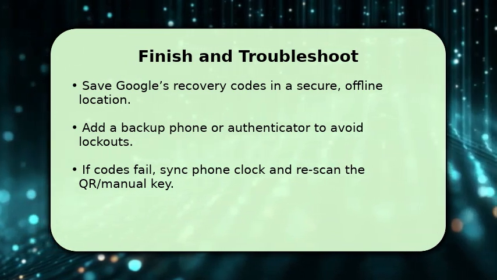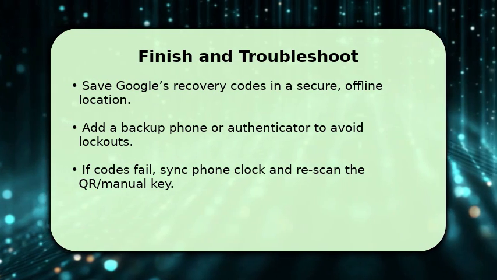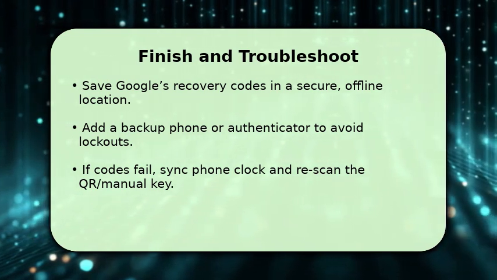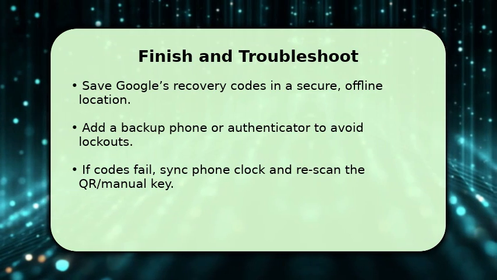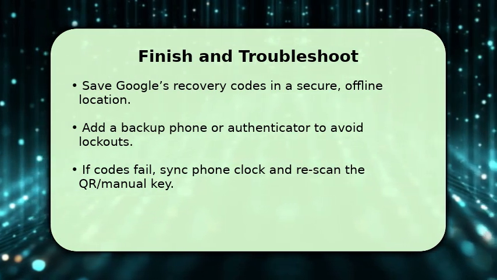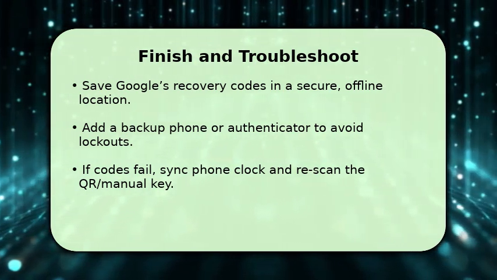If the app's codes aren't accepted, make sure your phone clock is set to automatic network time and then rescan the QR or re-enter the manual key. This fixes most timing or synchronization errors immediately.